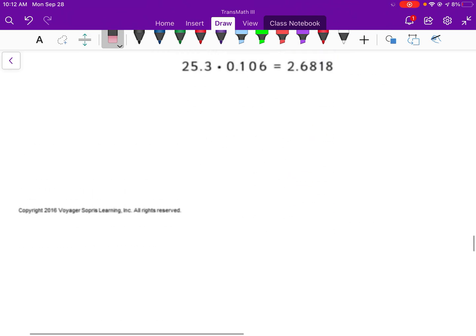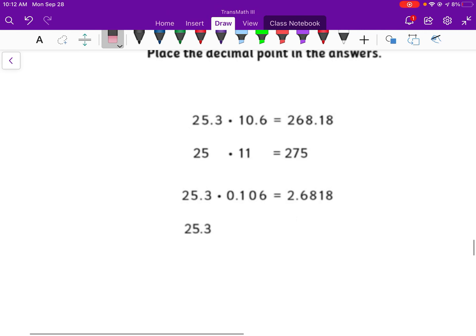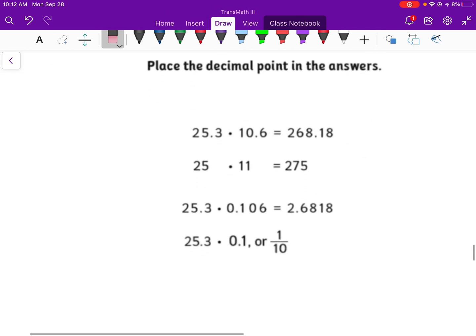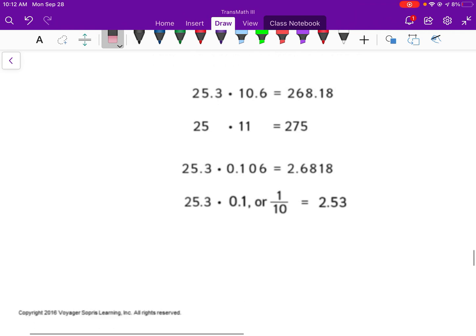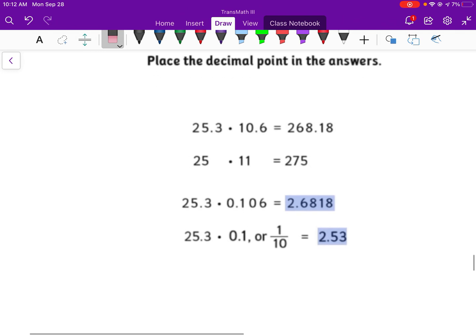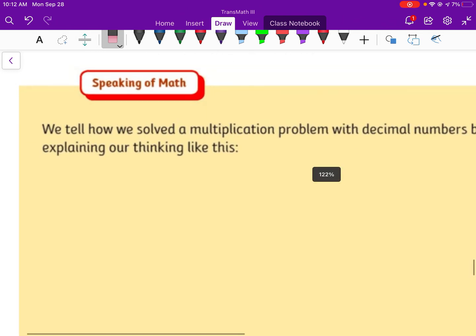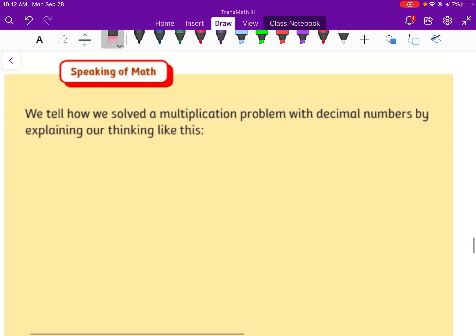On that next one, they'll round that to 25.3 times 0.1, or 2.53, which is close to that 2.68. So we're just going through our steps of multiplying traditionally.